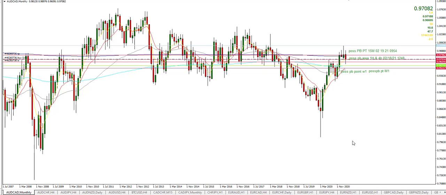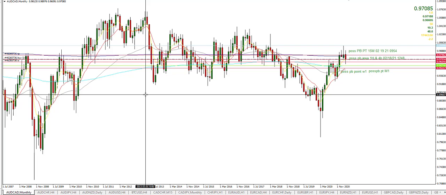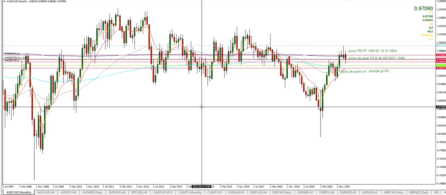Guys, I just want to share some information with you about how I look at the charts and how I assess certain trades to take and the risks to take in different time frames as it relates to the market. So I'm looking at the AUDCAD.